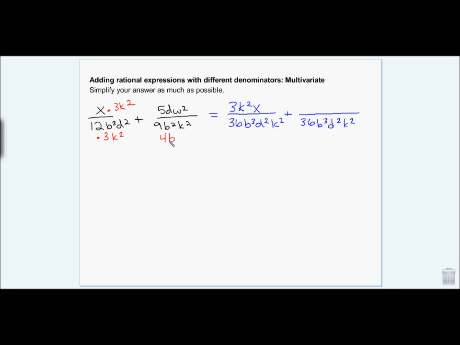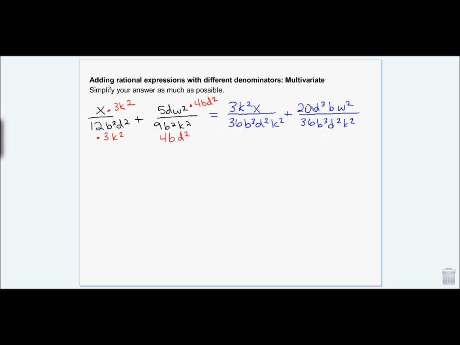I have 1 b, so I need one more b. I don't have any d's, so I'll add those. And then I do have the k squared. So I'll multiply the numerator by the same, which will give me 20 d to the third b w squared.